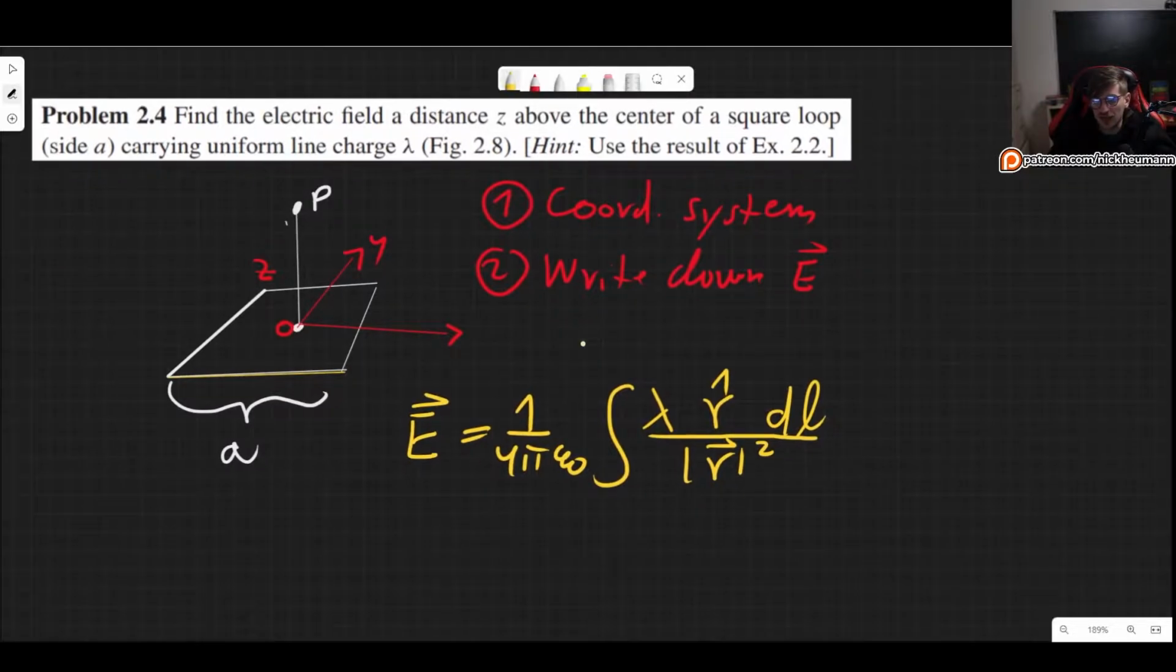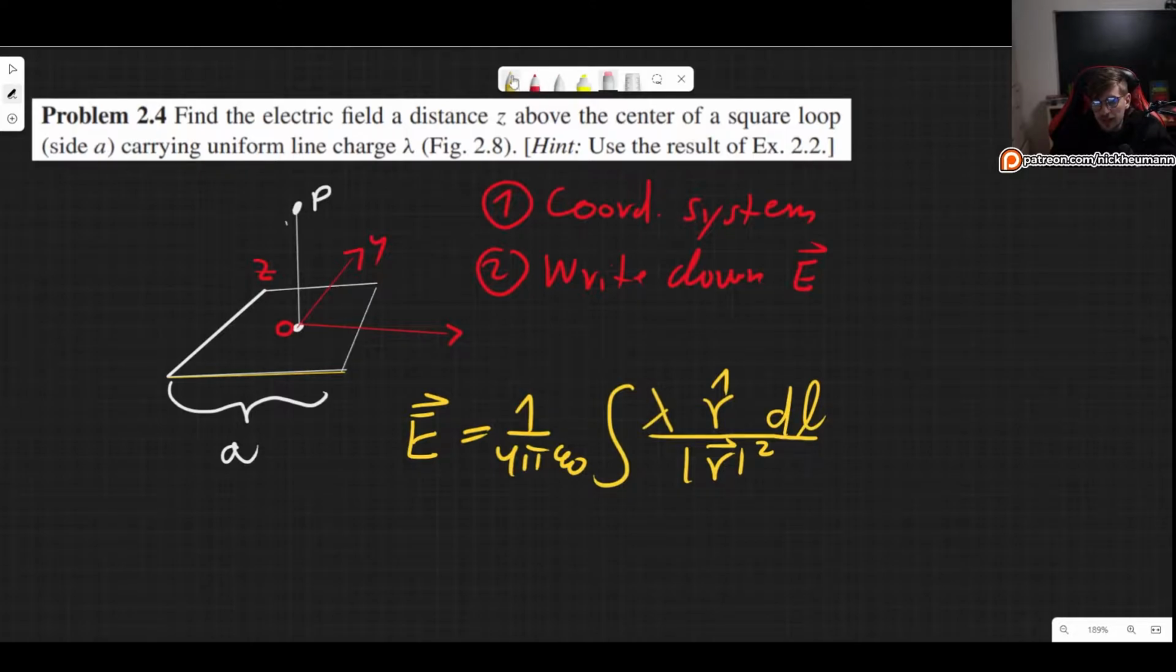If you like to use the r vector notation, in which case you would have r vector divided by the magnitude cubed, then you do you. Be happy. It's the exact same thing.